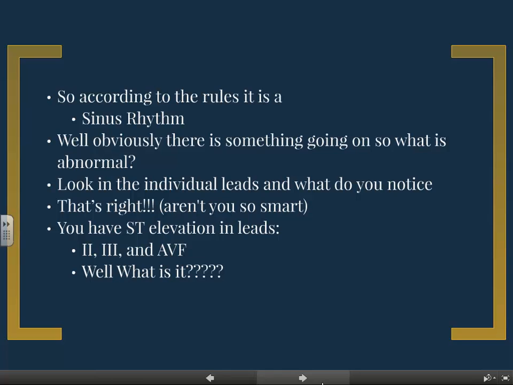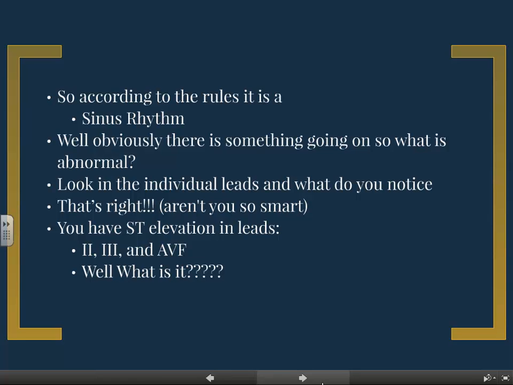So, according to your 5 rules, it's just a sinus rhythm, right? But there's something going on, right? Looking at the individual leads, this is a lot more dramatic when it actually has the animation where it pops up and says, "That's right, aren't you so smart?" But I couldn't figure it out on PowerPoint. You look at your individual leads, and it just jumps out. You can see this firehat, right? Leads 2, 3, and AVF. So, with our 12 lead, leads 2, 3, and AVF are going to be our what?